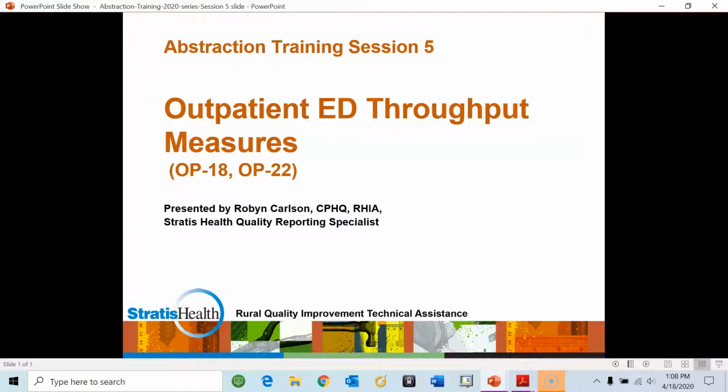In this session, I'll be discussing how to abstract the outpatient ED throughput measures. We'll go over how to determine the population and discuss some of the data element questions you need to answer for the measures.